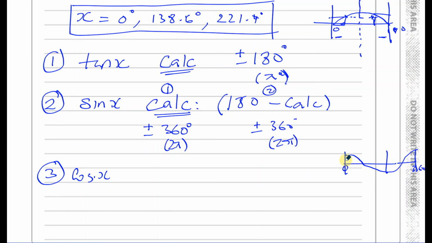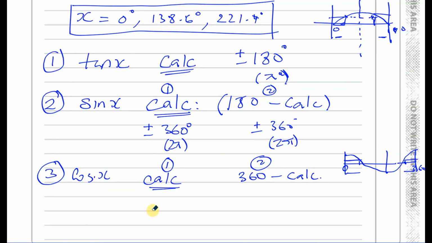So for example, if I know that this angle has this cosine ratio, there's another angle over here that shares the same cosine ratio. This distance is the same as that. So the first angle you get from your calculator, and then for the second main angle, you do 360 minus your calculator answer. That's the second main angle.